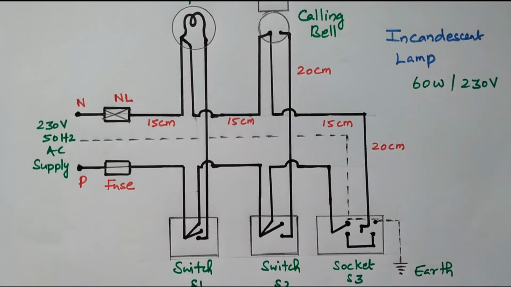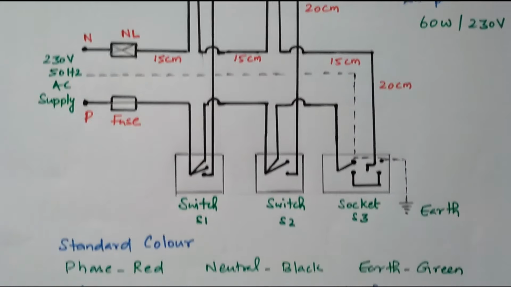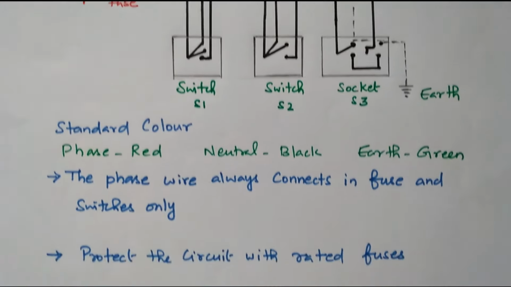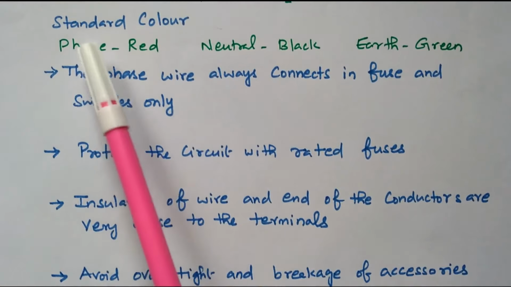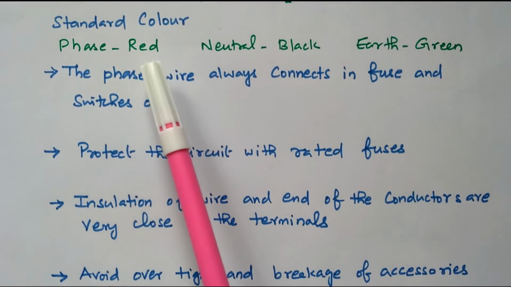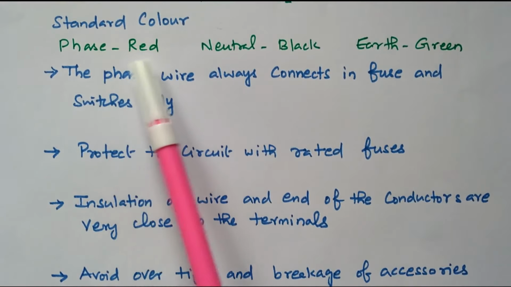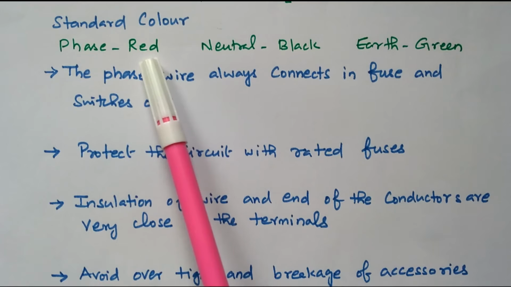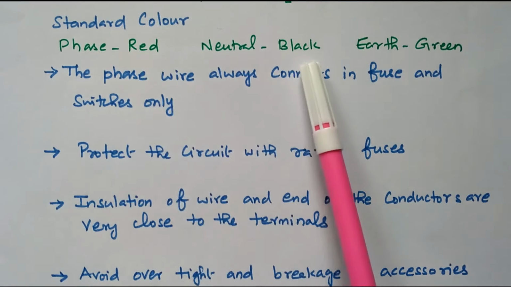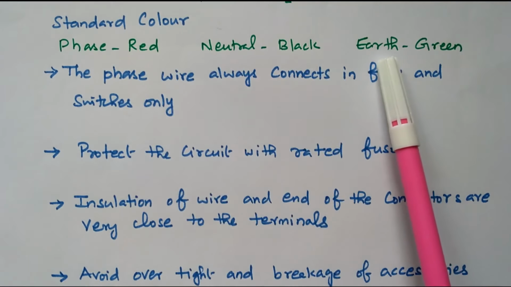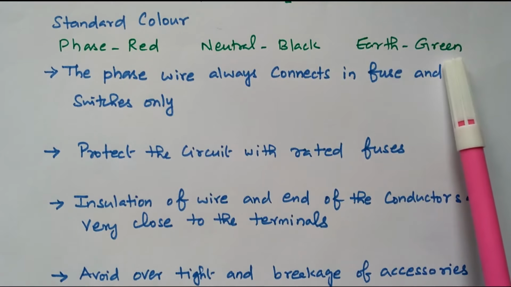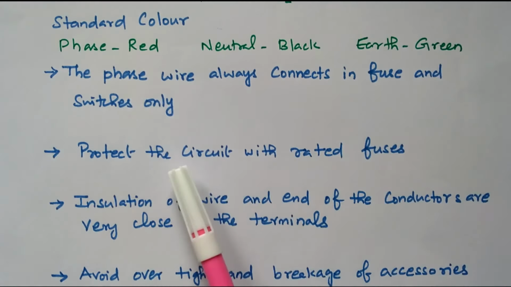Now we will see some procedures. What are the procedures we need to follow during the entire wiring process? So we need to follow the standard color. For phase we need to use the red color cable. For neutral we need to use black color cable or wire. For earth connection we need to use green color cable or wire. We need to follow these standards.